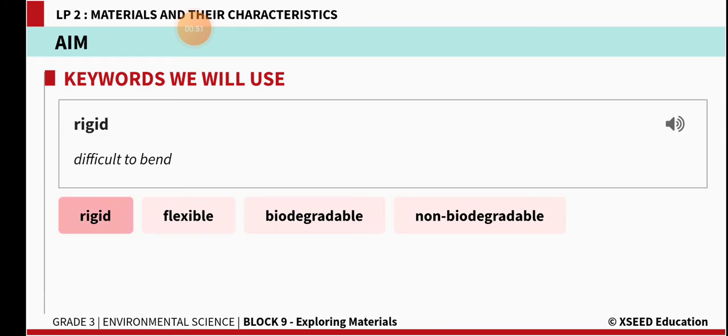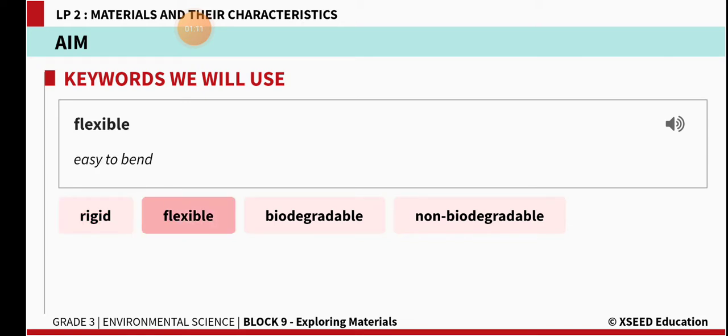The first one is rigid. Rigid means difficult to bend. Any object like iron, if you take it, you cannot bend it easily. So it is known as a rigid object. Rigid: difficult to bend.